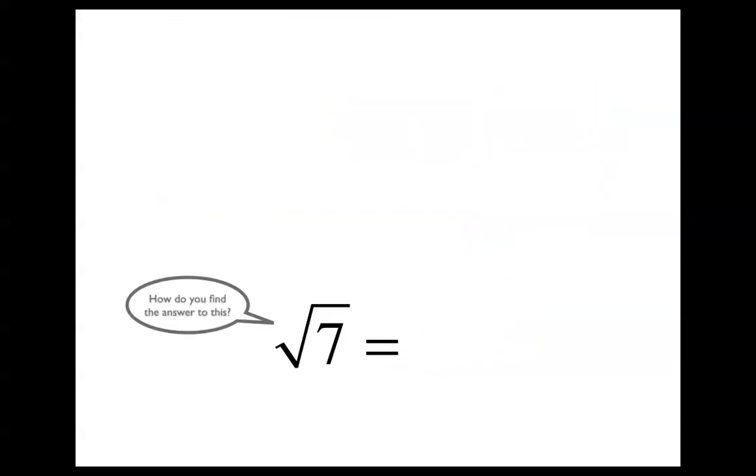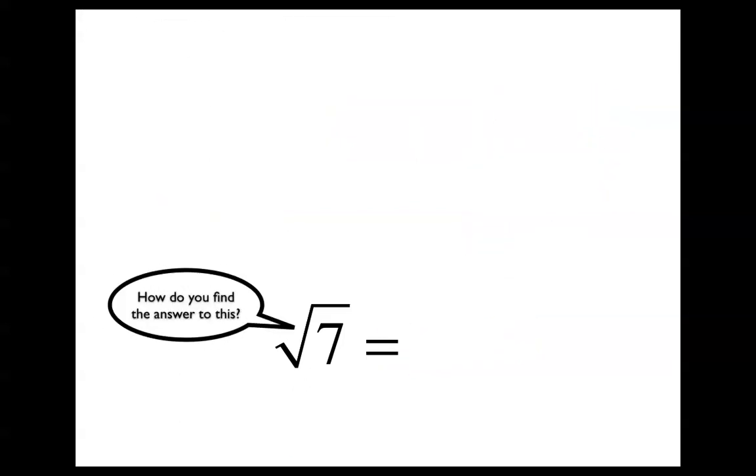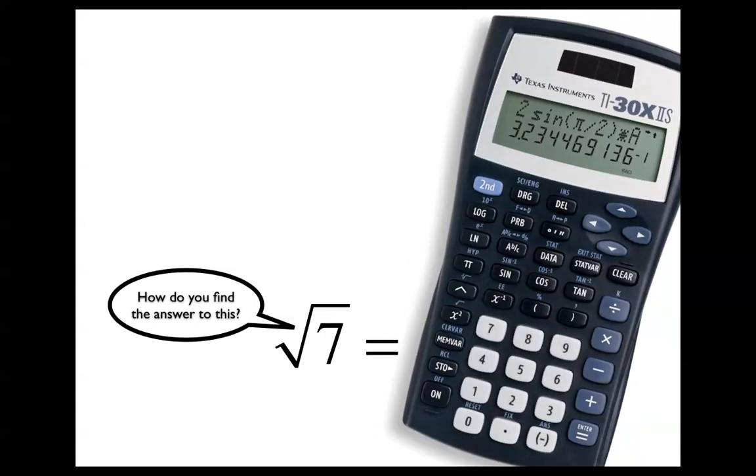The question, though, is how do you actually find the answer to see what the square root of 7 is? And of course, the only way to do that is with a calculator, specifically a scientific calculator that has a little square root button on it somewhere, even though that button might be hidden away and hard to find. It's there, and that's how you would actually calculate the square root of 7.